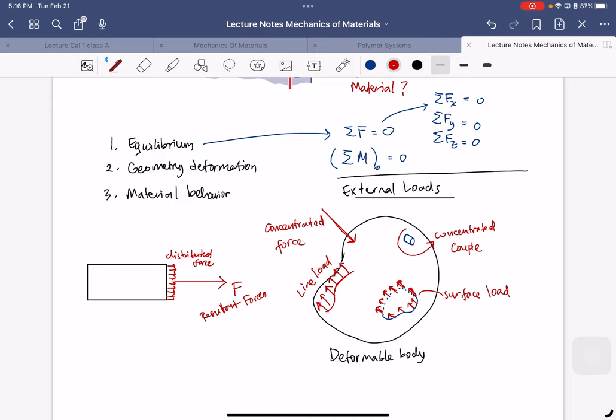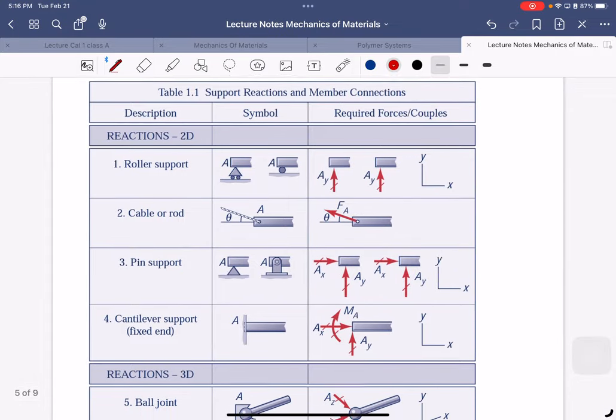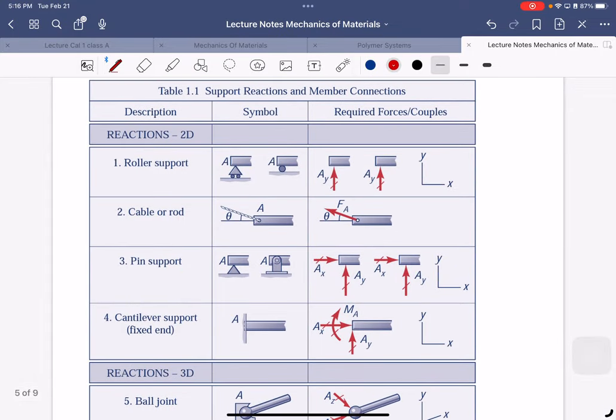Okay, let me continue a little bit, just to show you some of the support reactions, or member connections, because we are going to see this a lot. We are going to see the roller support, usually a circle or a triangle with a circle below, which means there will be a reaction force like this. The required force for couples, if this is a couple.